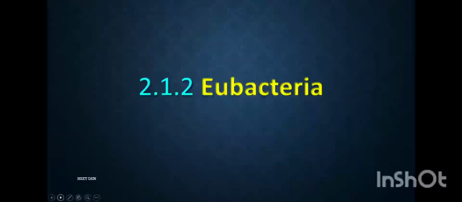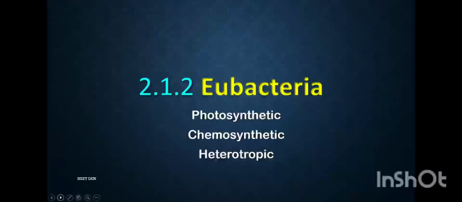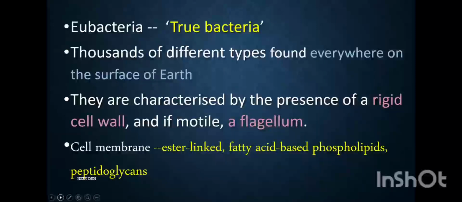Now let us move on to eubacteria, which is the second domain in Kingdom Monera. Eubacteria can be divided into different types depending upon their mode of nutrition. Eubacteria may be a photosynthetic autotroph, it may be a chemosynthetic autotroph, or it may be a heterotroph. But before we see the different types, we should know what eubacteria is.